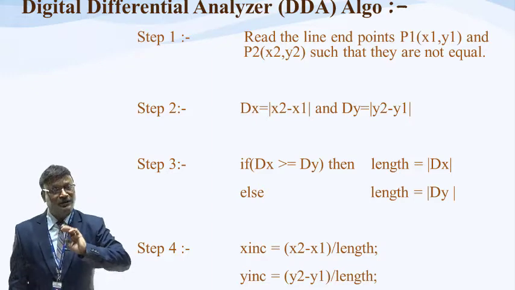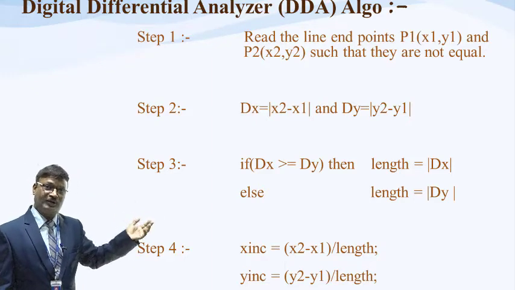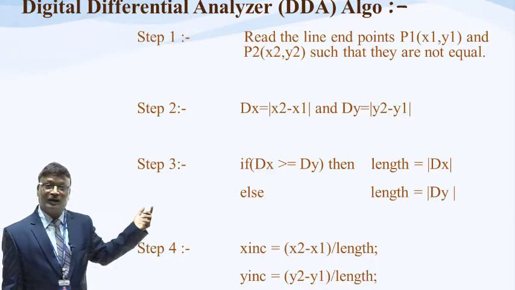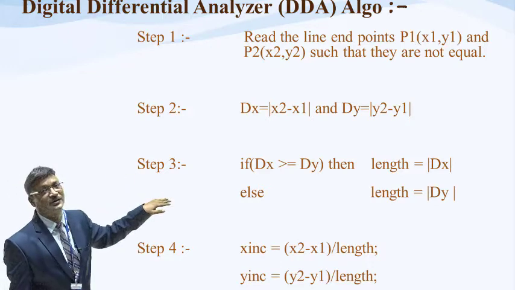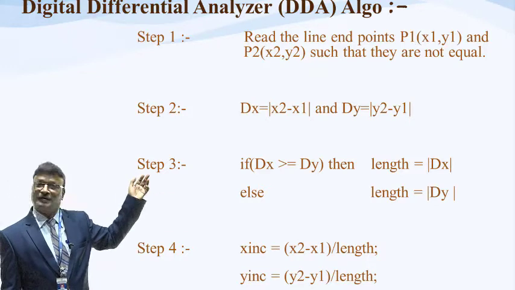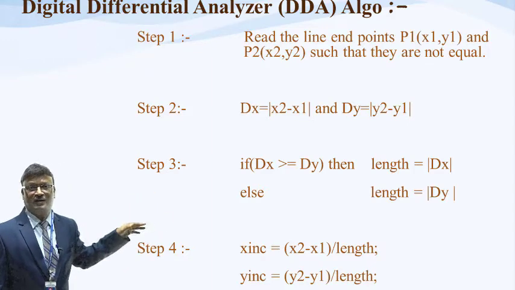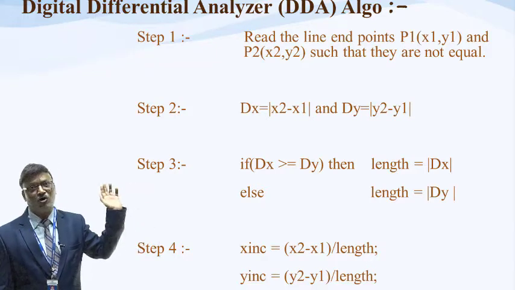But in the DDA algorithm, you calculate the difference x2 minus x1, which is stored in dx, and y2 minus y1, stored in dy. If dx is greater than dy, then you consider the length as dx; otherwise you consider the length as dy. This is the way you can calculate the length of the line.